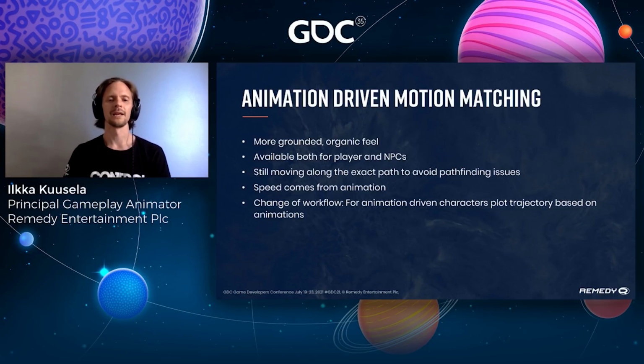The way we do animation-driven is that the characters are still moving along the exact path that is given. This is to avoid any kind of pathfinding issues. But the speed at which you move along this path comes from animation. And adding animation-driven locomotion here has changed our workflow a bit. So instead of first generating movement for the trajectory and then animating on top of that, we are now animating first and plotting the trajectory based on the animations.